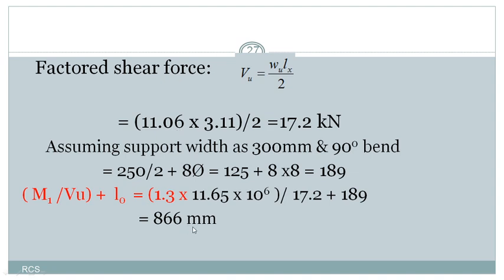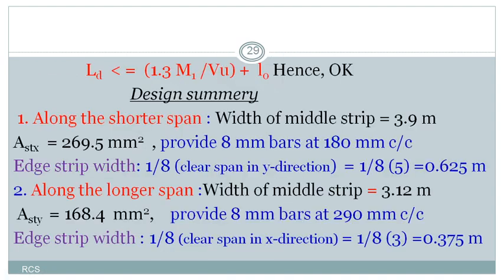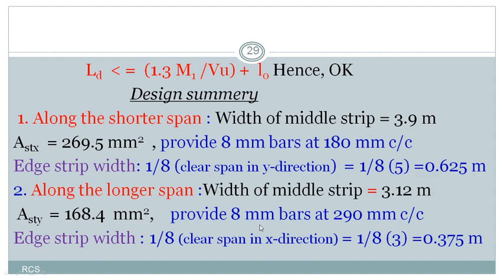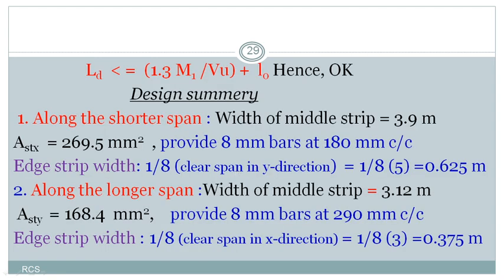So our obtained value of LD can be calculated by using this formula, that is 0.87 fy phi by 4 tau bd. So the value is 376. So it is more than that. So I can say we are safe against the provided provision of development length.